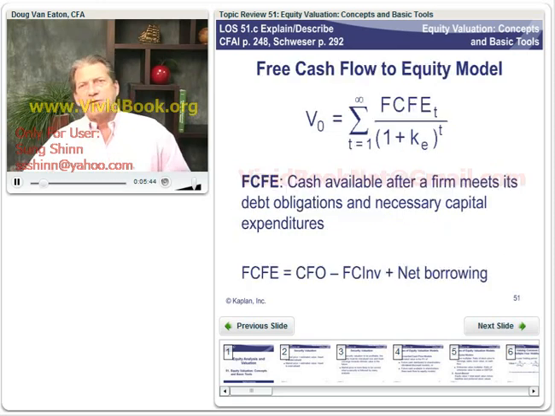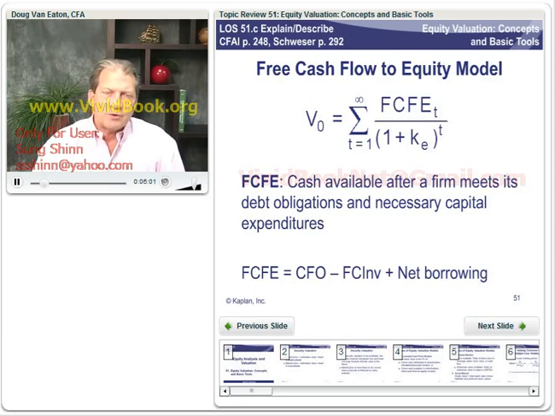Now the free cash flow to equity, you'll see it's the same model, but rather than dividends, we've put free cash flow to equity as our cash flows. We can define this as the cash available after a firm meets its debt obligations and necessary capital expenditures. And if there's preferred stock, it would be after those preferred stock dividends are paid as well.